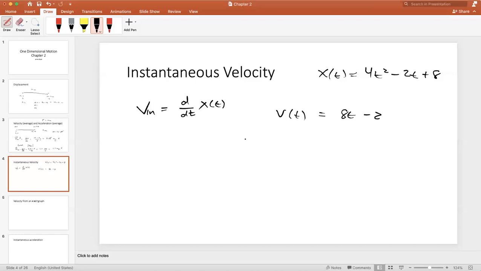So I could say, well, what is it when t is 1 second? And what is it when t is 10 seconds, right? At 1 second, my velocity would be 8 minus 2, or 6 meters per second. My velocity at 10 seconds would be 80 minus 2, or 78 meters per second, okay? So the velocity in mathematical terms, in calculus terms, you've all learned derivatives, is the time derivative of a position function, okay?